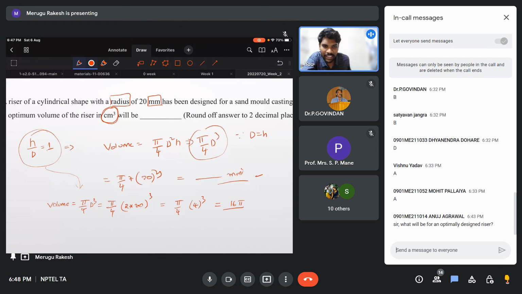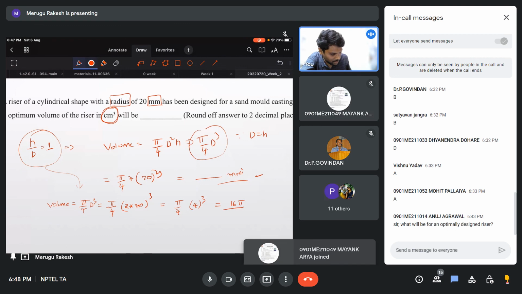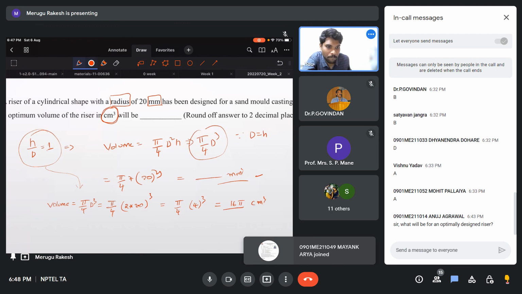If you have calculators, just calculate this value 16 pi, how much it is. Just put the answer in chat once.